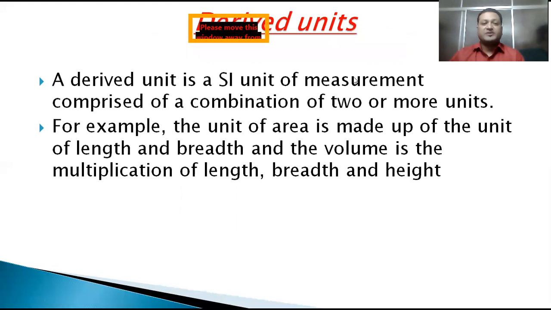Number two, derived unit. A derived unit is a unit of measurement composed of a combination of two or more units. For example, the units of area. The area is made by the length and breadth. If you think about the volume, volume definitely needs the length, breadth, and height. So it is not unique. It is not made by one thing alone. Two or three things combined make the derived unit. That's why it is called a derived unit.